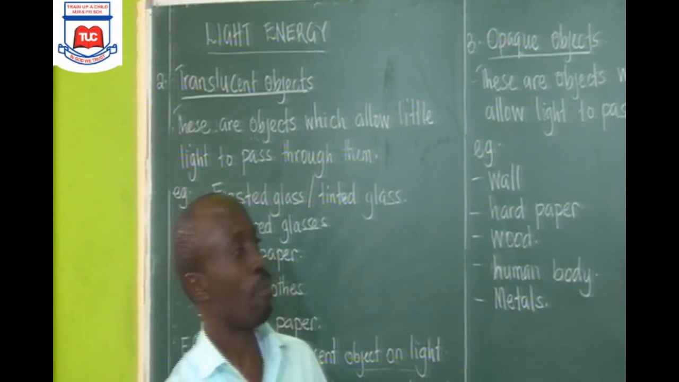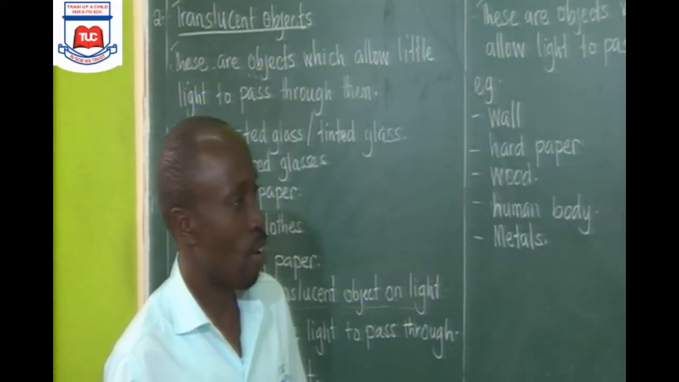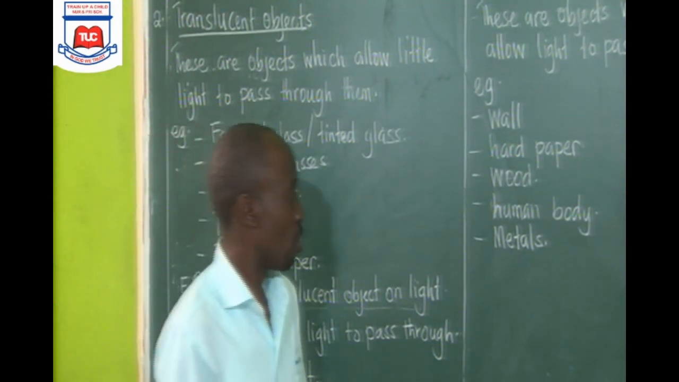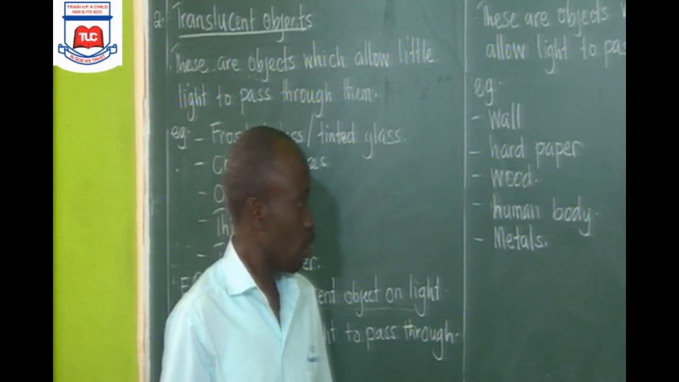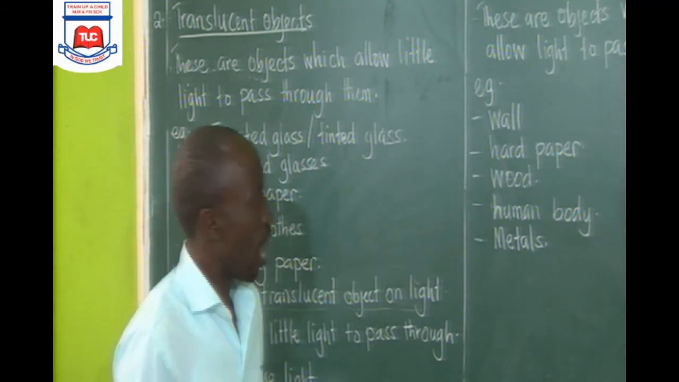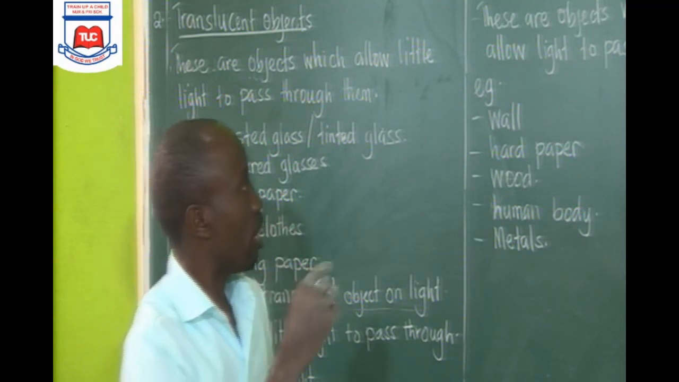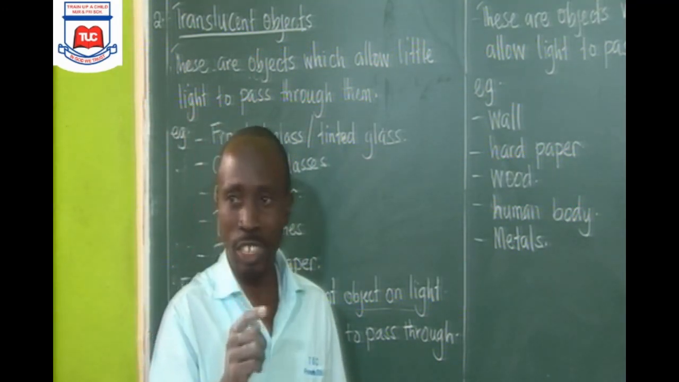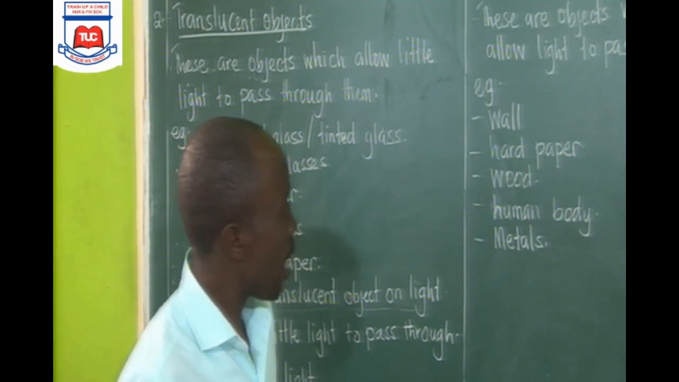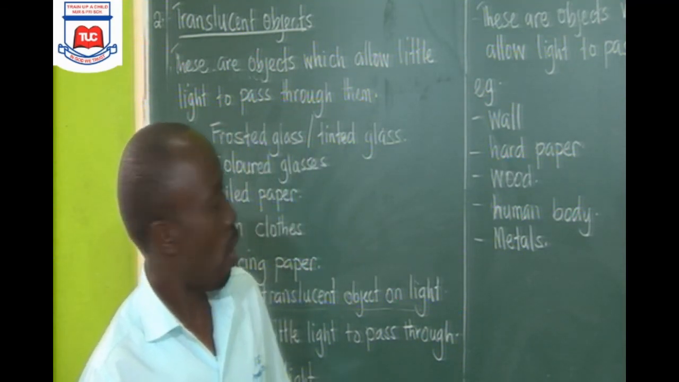Now, opaque objects will bring us to what we call shadows. And I'll leave introducing that shadows. Those are formed when light is obstructed by an opaque object. So whenever we mention an opaque object, just know that that object does not allow any light to pass through it. Okay?